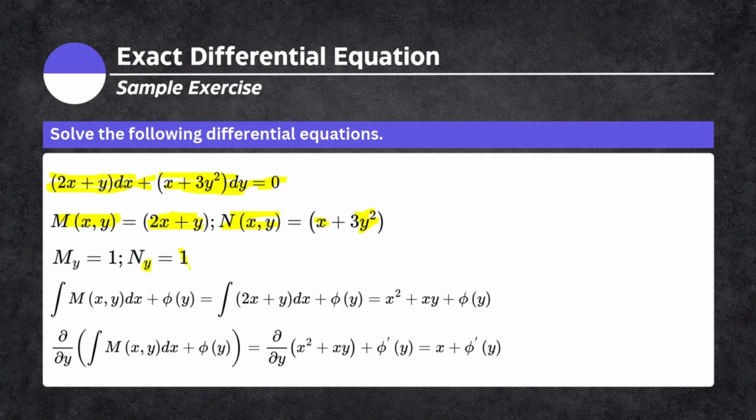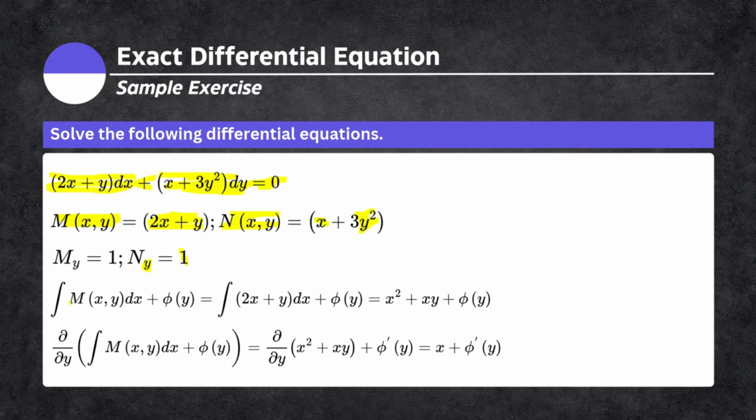So this is an exact differential equation because M sub y and N sub x are both equal to 1. They are equal. So proceed with this step.